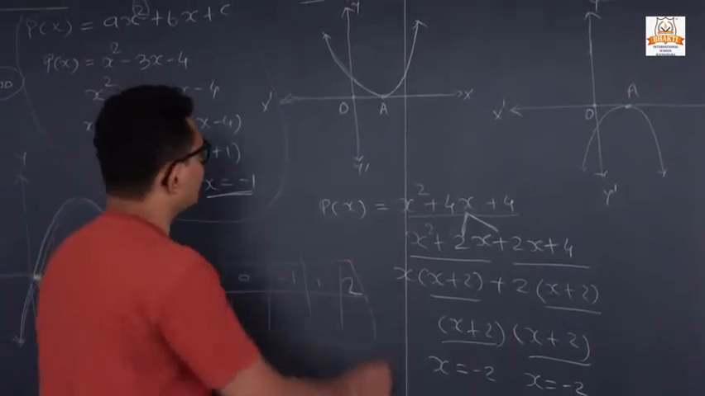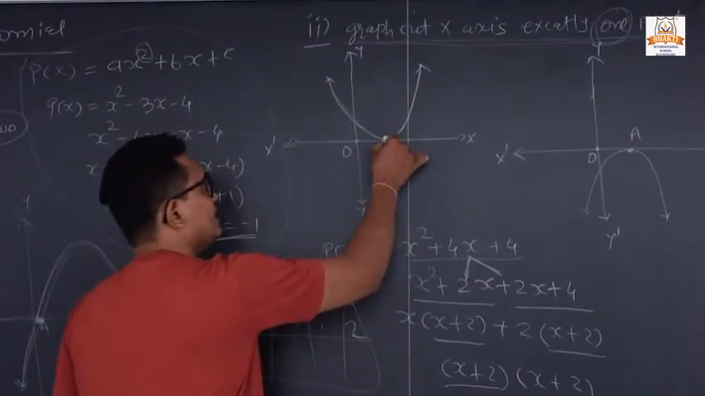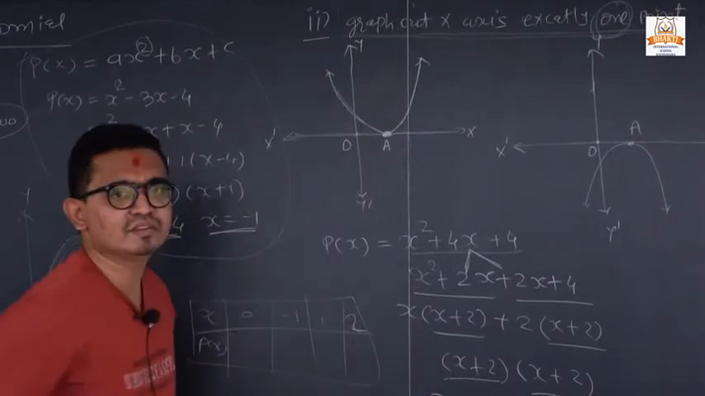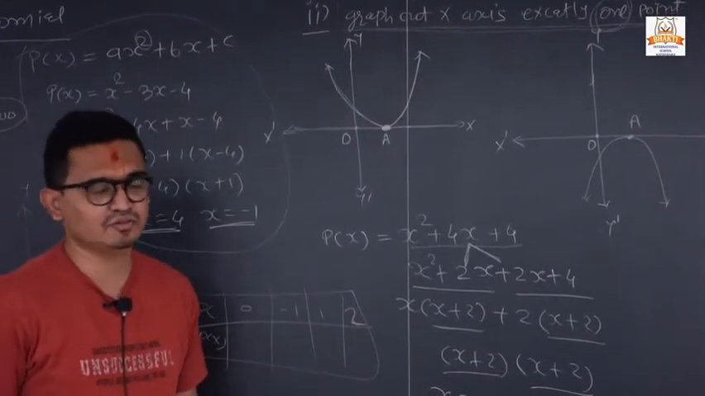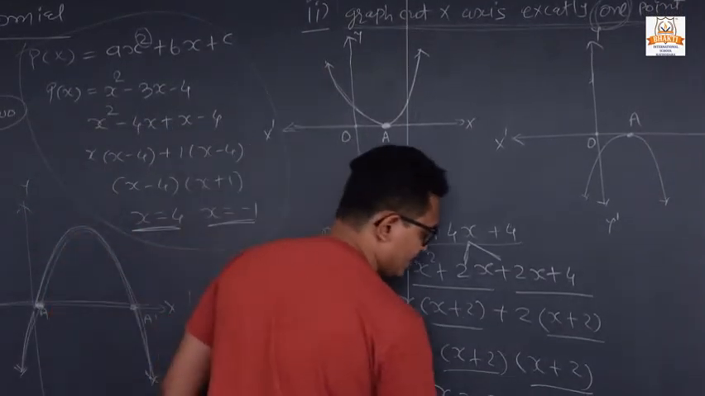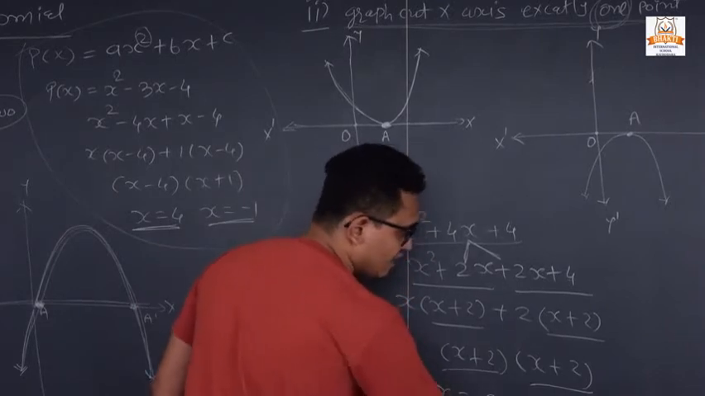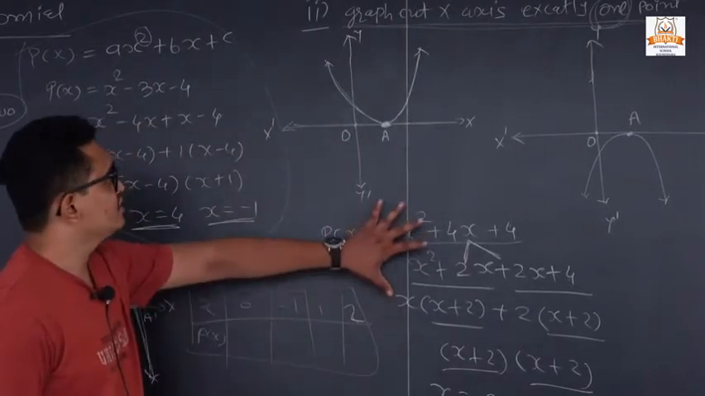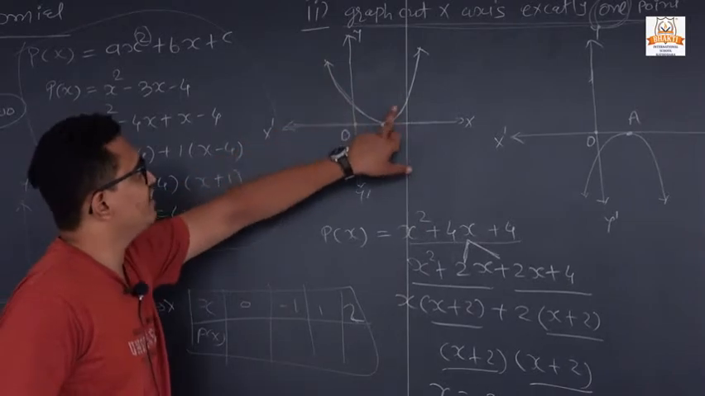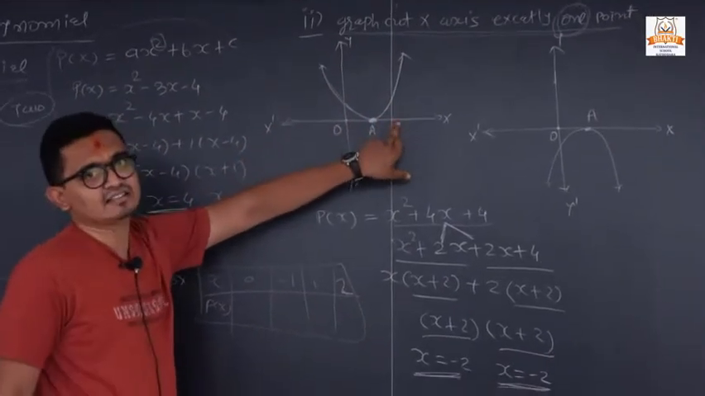So here they are cutting only one point. They are cutting exactly at the one point, x is equal to minus 2, because both have the same value of x. So here they are cutting only one time on the x axis.